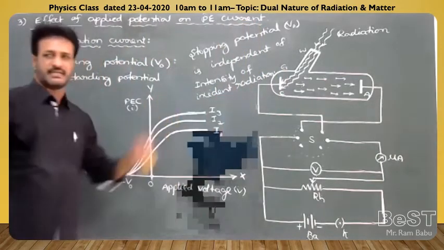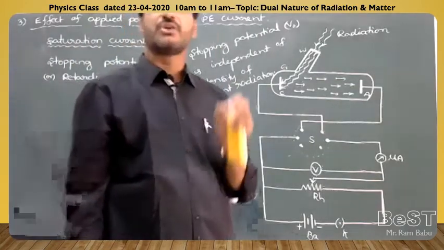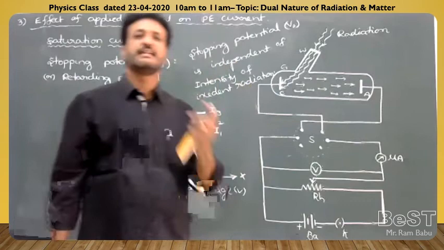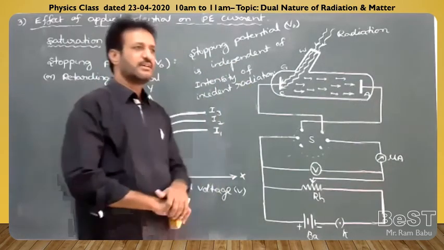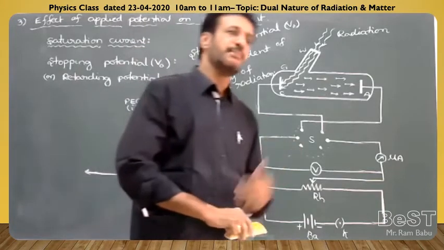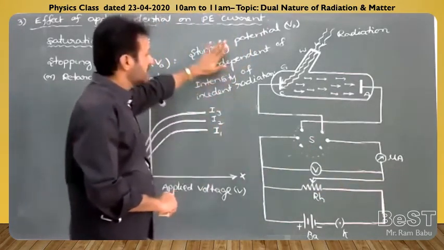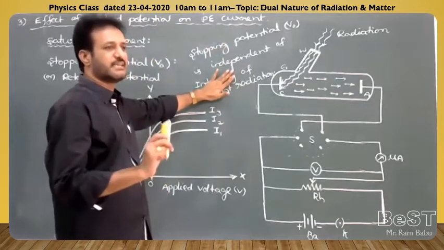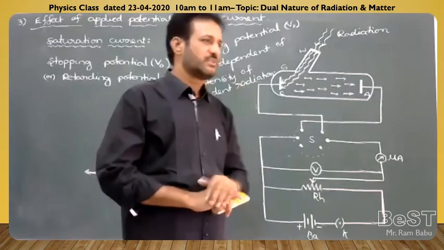Very important point. Sometimes theory questions may be asked: how does the stopping potential depend upon the intensity of the radiation, directly proportional, inversely proportional, or independent? So stopping potential does not depend upon the intensity of the light, it only depends upon the frequency of the light. So next point I'll give.